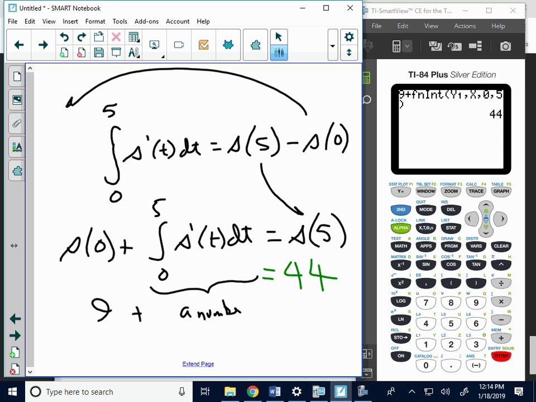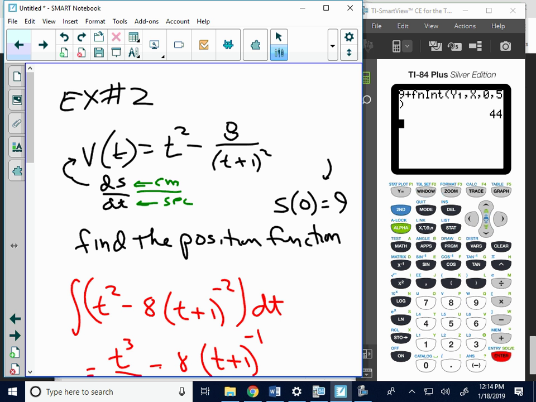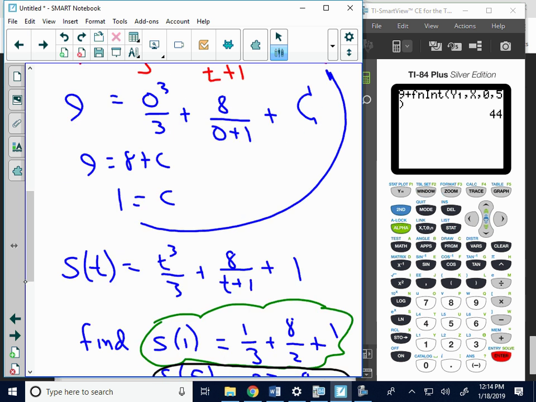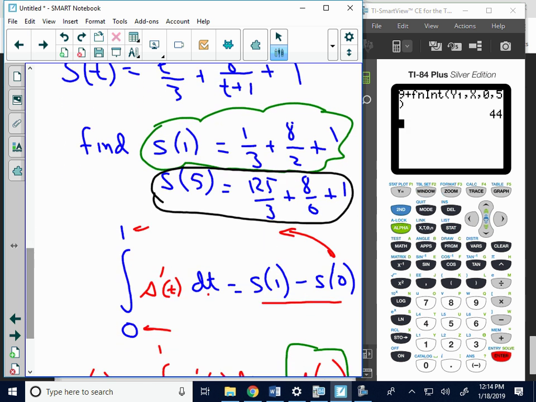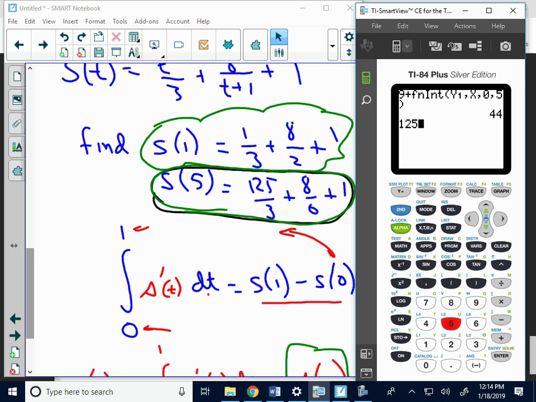If I happen to have the antiderivative because somehow I could integrate this thing, and I had written s of 5 was this number, and I wanted to figure out what number that was, I can go through 125 divided by 3 plus 8 divided by 6 plus 1, and I get 44. See, I can find that position without finding the antiderivative if I have my calculator. Calculators are real good at doing definite integrals.